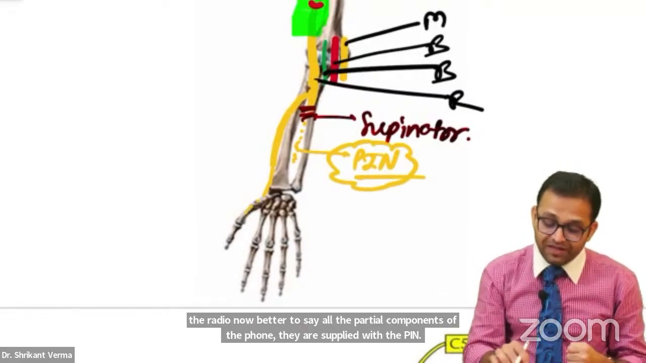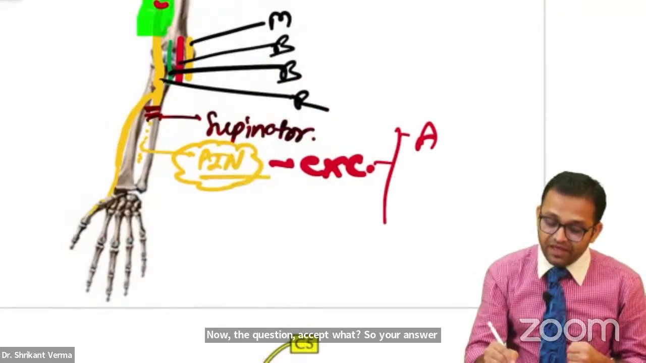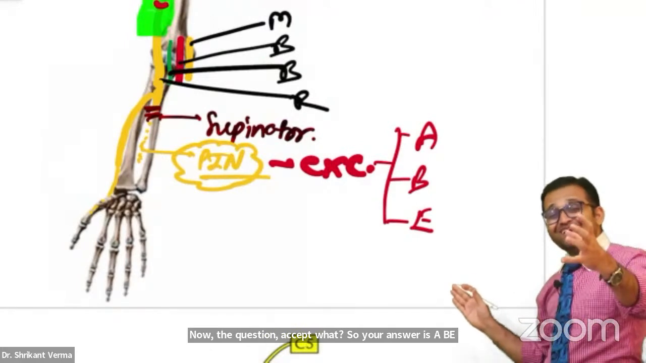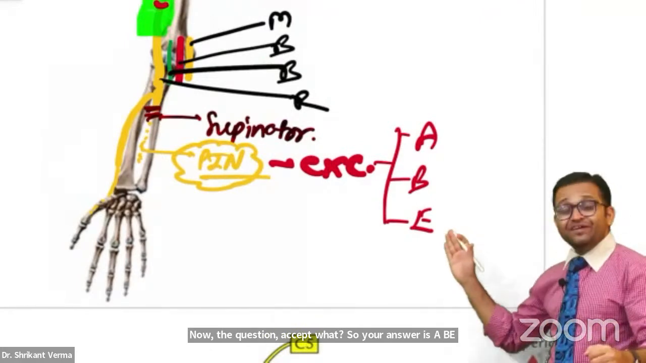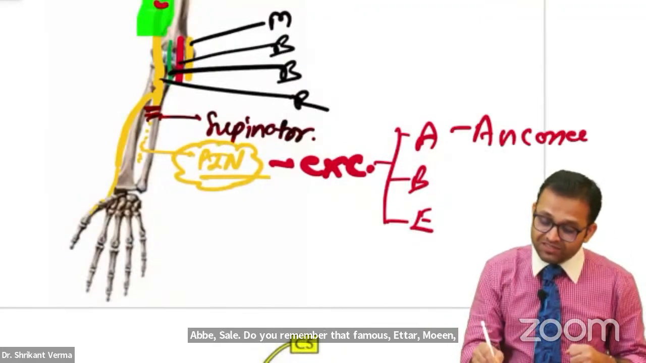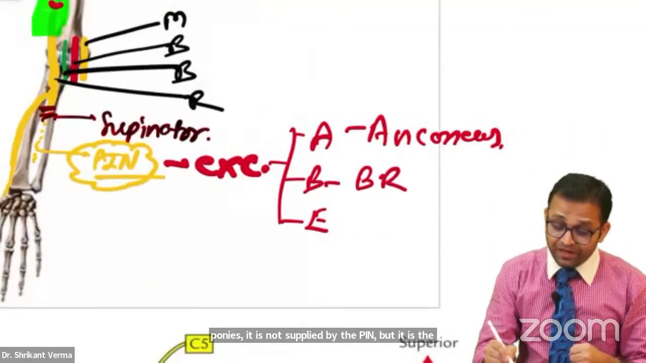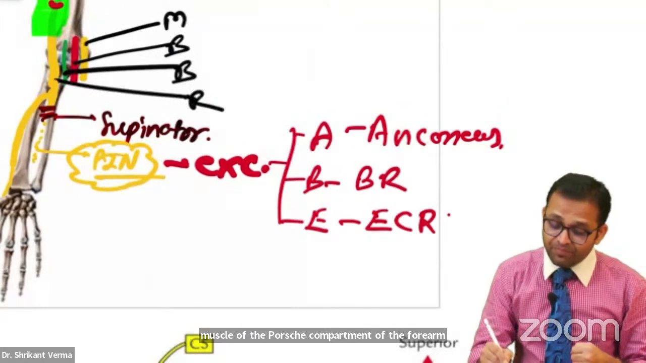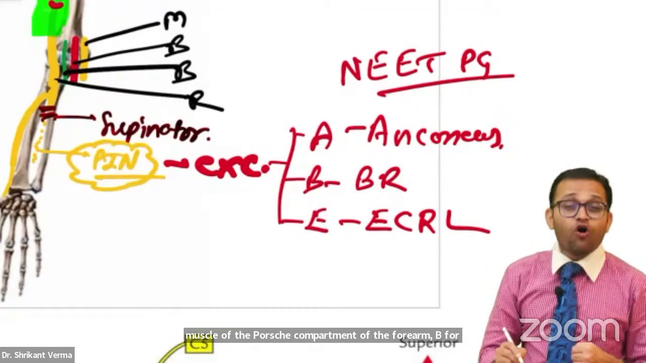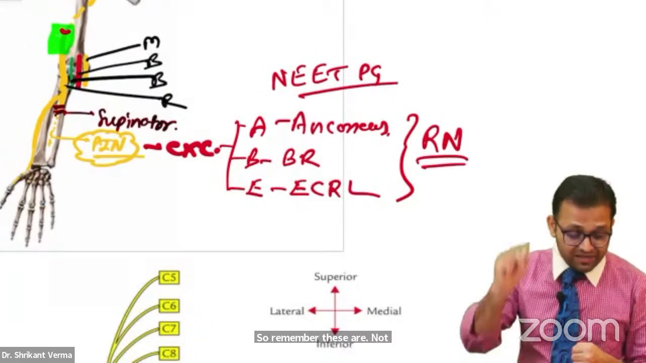Now, gold medal question, except what? So your answer is mnemonic. A, B, E. Abbe. Do you remember that famous actor Moin Akhtar Sahab? Yes, Abbe. So you have to remember that Abbe. A for anconeus. It is not supplied by the PIN, but it is the muscle of the posterior compartment of the forearm. B for brachioradialis, and E for extensor carpi radialis longus. This is a very important question asked in your NEET PG exam also. So remember, these are not supplied by the PIN, but these are directly supplied by the radial nerve.